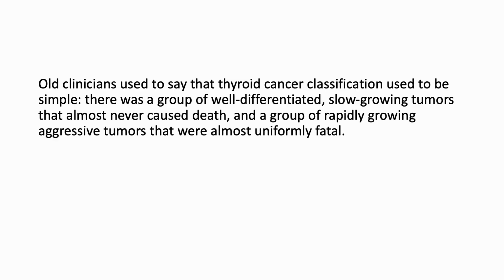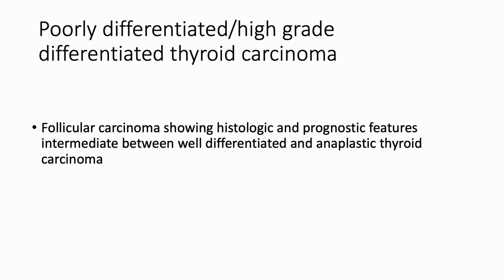in the next edition. Many of us miss the old days, when clinicians broadly divided thyroid cancers into only two categories: well-differentiated thyroid carcinomas, slow-growing and rarely fatal; and anaplastic thyroid carcinoma, highly aggressive and almost universally lethal. While simple, this dichotomy overlooks an important intermediate group with histologic and prognostic features between the two extremes. This group is now recognized as poorly differentiated or high-grade differentiated thyroid carcinoma, and it will be our focus today.